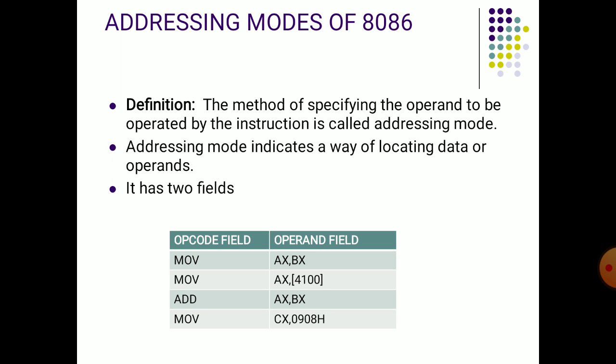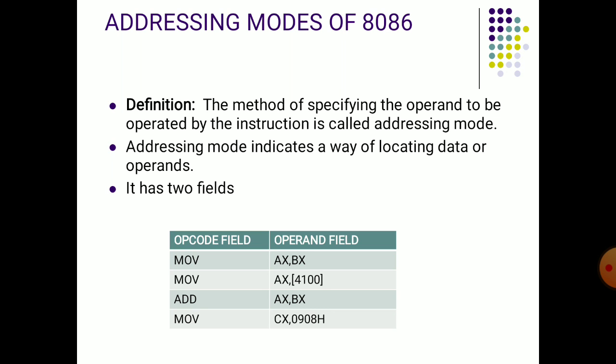Any instruction consists of two fields: one is the opcode field and the other is the operand field. The best example I have explained: MOV AX, BX. Here MOV indicates the opcode field, and AX and BX indicate the operand field. So what is the opcode field actually?